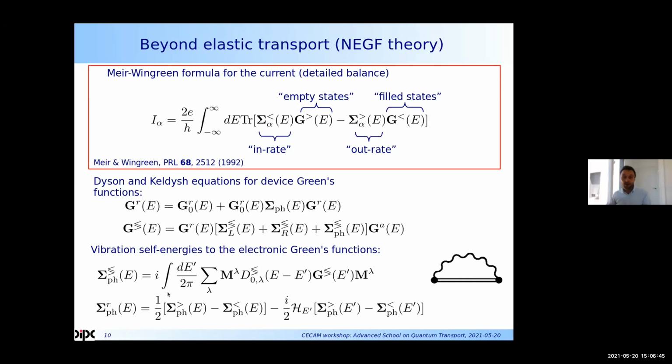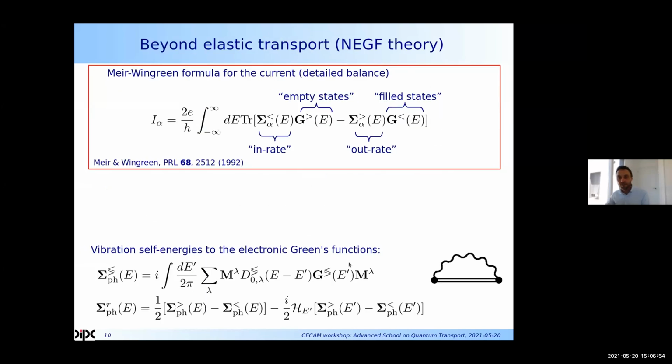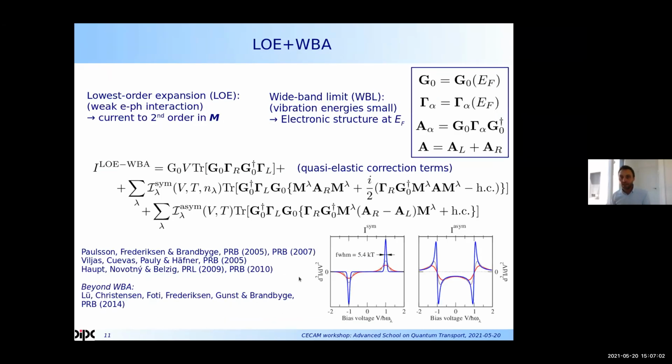And there's also this additional complication of the energy integration, that things are convoluted in energy, that the self-energy at one energy couples to Green's functions at different energies with the phonon energy. So in order to really make this feasible for ab initio simulations, we did the following: considering just effects to second order in the coupling M, as well as making this approximation that the vibrational energies are typically small compared to the variations in the electronic structure.